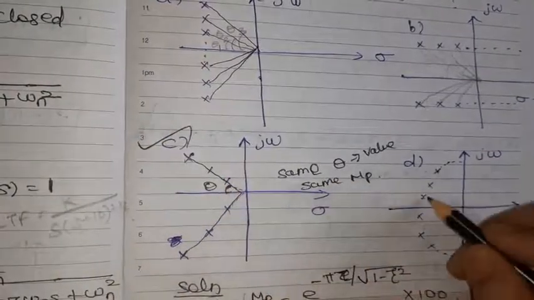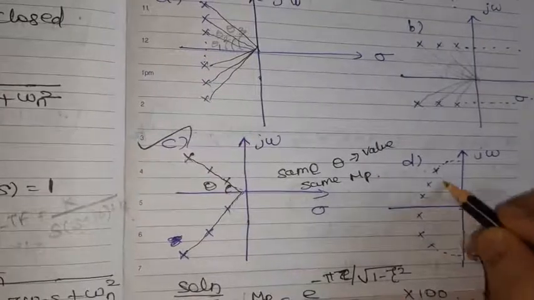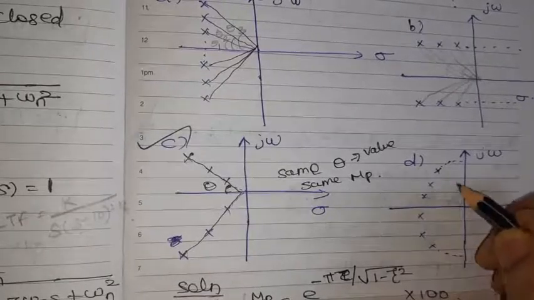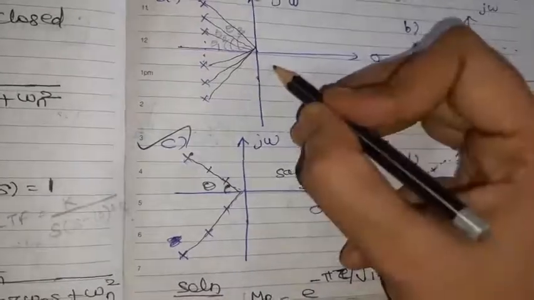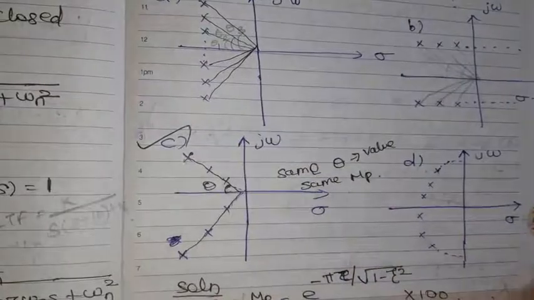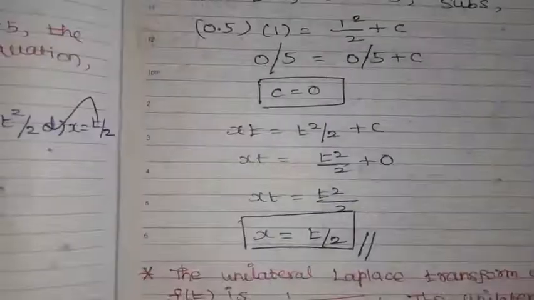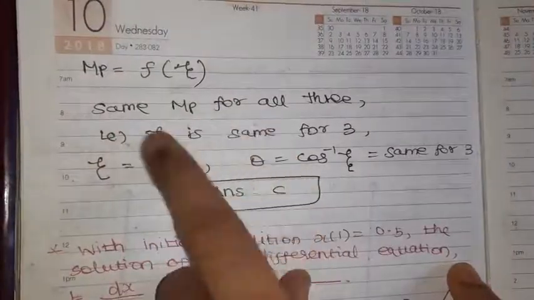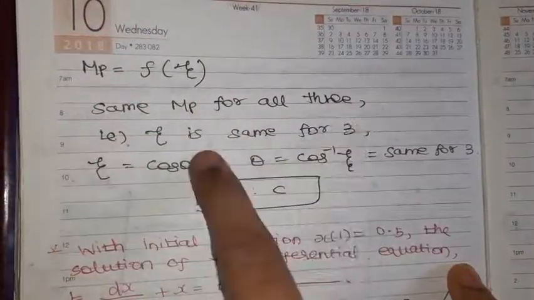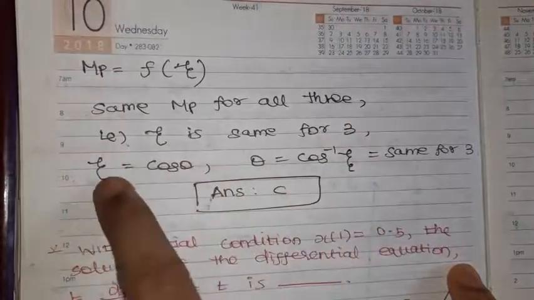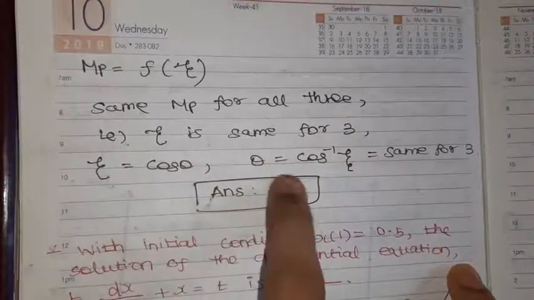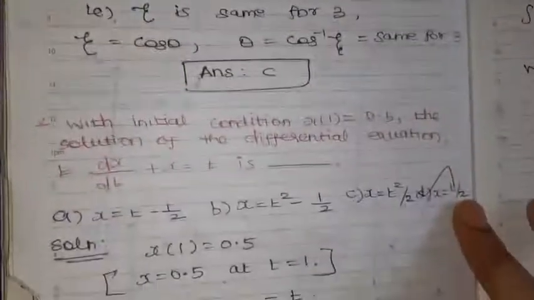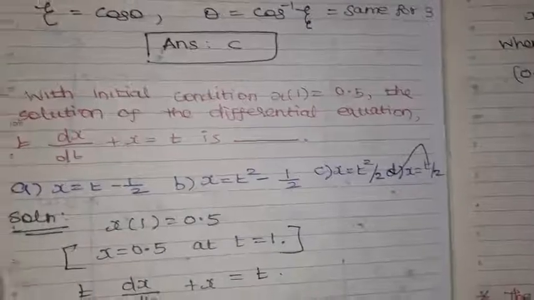So here check, theta is differing for three poles. So this is wrong, this is wrong, this is wrong, and this one is correct. Option C is the right option. For the same maximum peak overshoot for all three, zeta is the same for all three, because zeta is equal to cos theta, theta equals cos inverse of zeta, the same for all three. The angle should also be the same. Then move on to the next one.